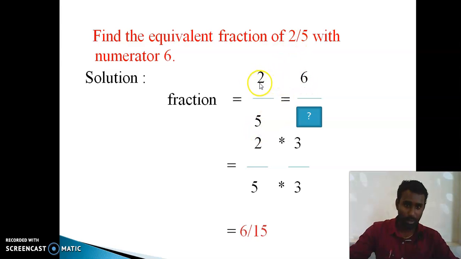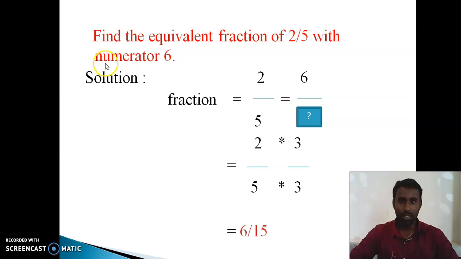Here the numerator is 2, and the new fraction's numerator is 6. So whichever number you multiply by to get 6, you have to multiply the denominator by the same number. The only possible number is 3. So 2 3s are 6, 5 3s are 15.